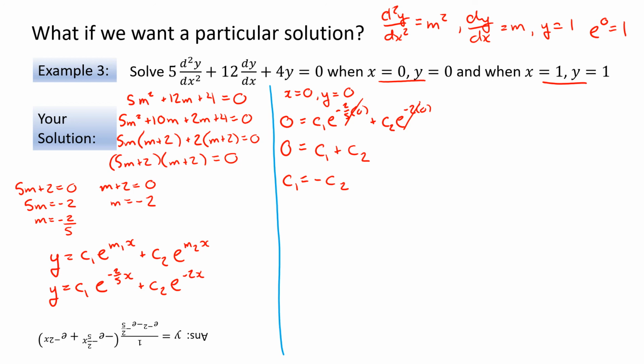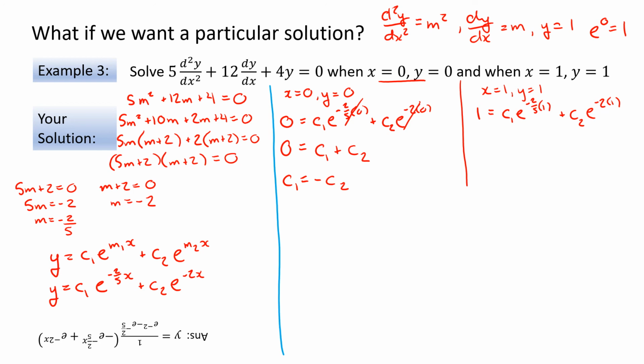So our second function is when x equals 1, y is equal to 1. Right? So doing that again just directly below it, we get that 1 on the left-hand side is equal to c1 times e to the negative 2 over 5 times 1 plus c2 e to the negative 2 times 1. So remember, we know that c1 is equal to negative c2.